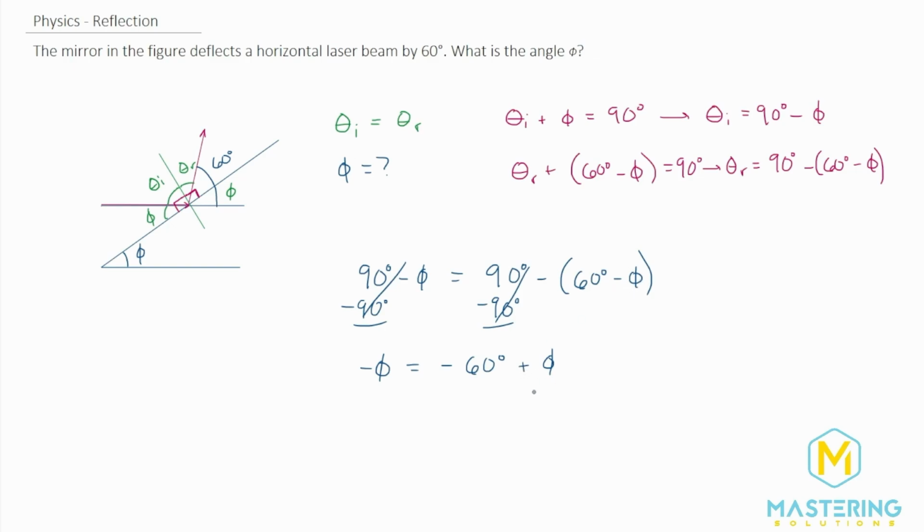Now we'll subtract phi from both sides. That gives us negative 2 phi is equal to negative 60 degrees. Both sides are negative, so let's multiply both sides of the equation by negative 1. That gives us 2 phi is equal to 60 degrees. Divide both sides by 2, and phi is equal to 30 degrees.